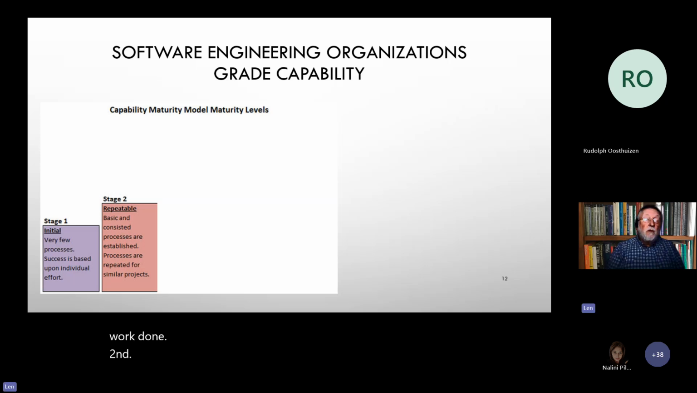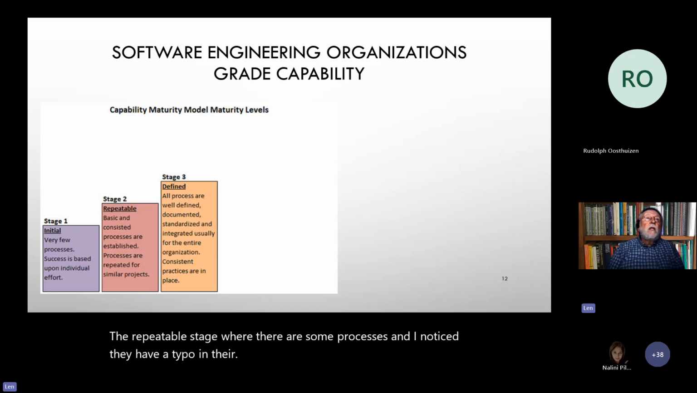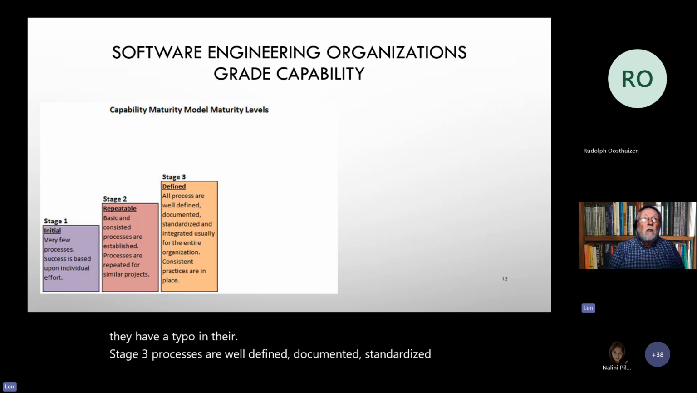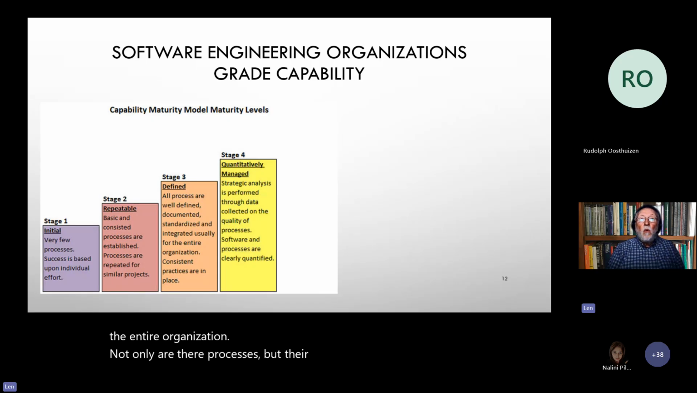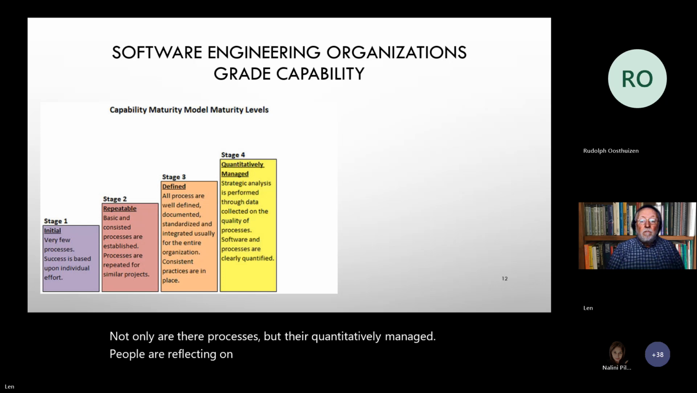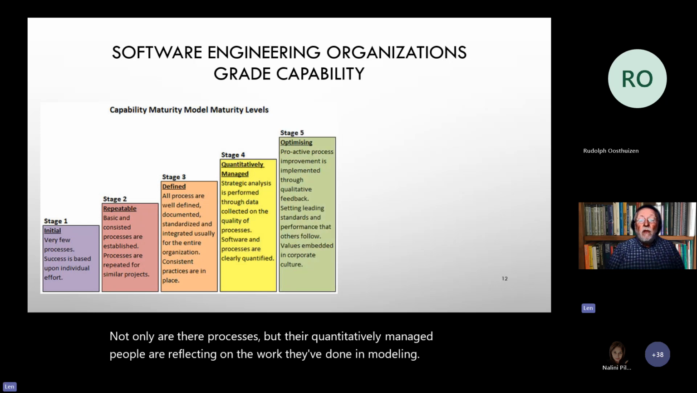The second stage is the repeatable stage, where there are some processes, and I notice they have a typo in their presentation here. Stage 3, processes are well defined, documented, standardized for the entire organization. Stage 4, not only are there processes, but they're quantitatively managed. People are reflecting on the work they've done in modeling. And finally, stage 5, they call optimizing.